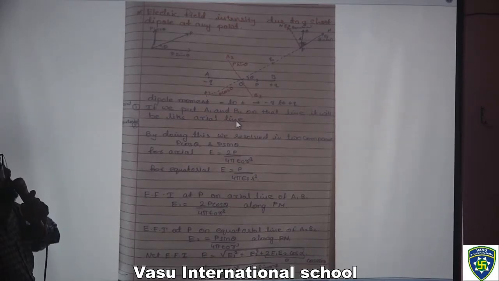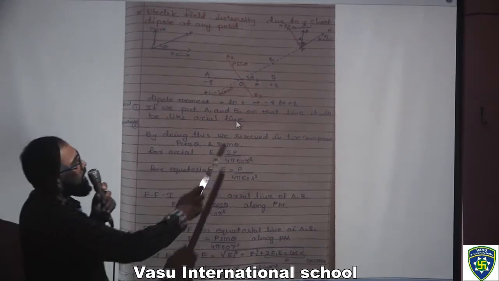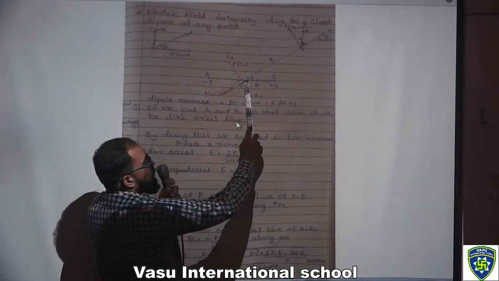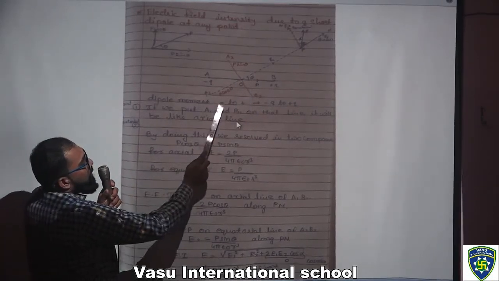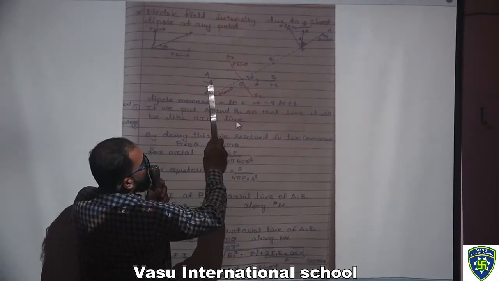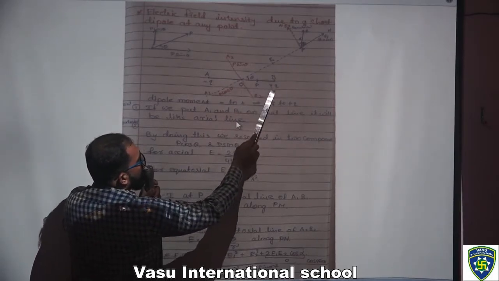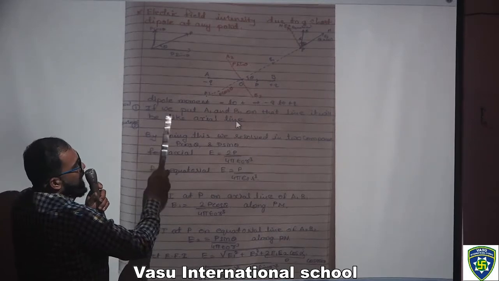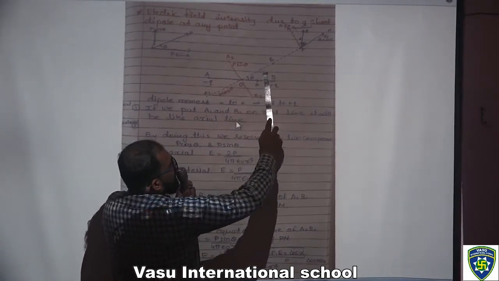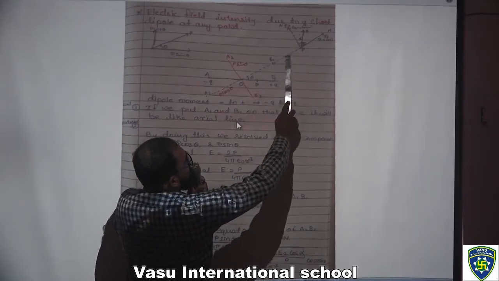So electric field intensity due to a short dipole at any point is solved using the axial line and the equatorial line. Dipole moment means it is from negative to positive, minus q to q. So P is from A to B. First is the axial line. If we put A1 and B1, in the axial line it is going further, and P is the point on it.